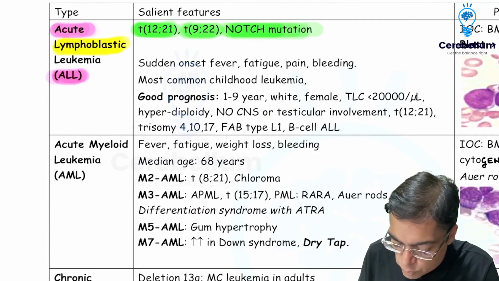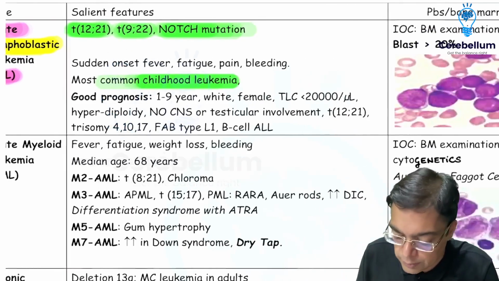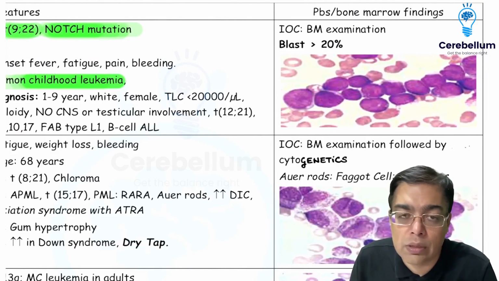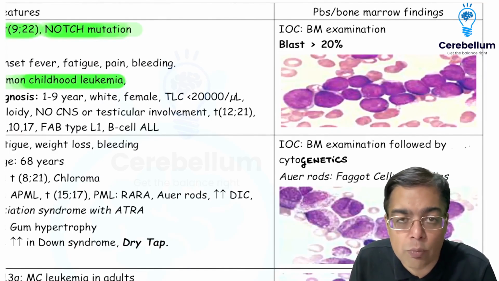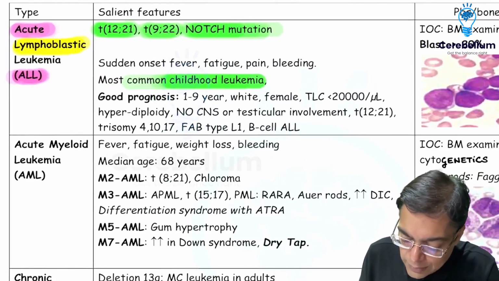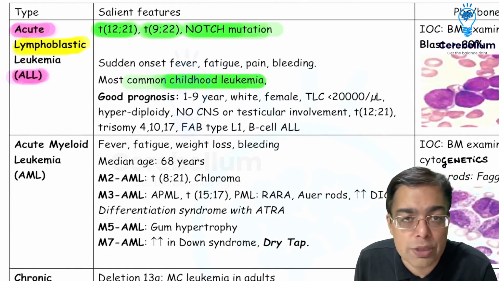simply because this happens to be the most common type of cancer that is seen in children. The investigation is going to depend upon demonstration of the premature cells or lymphoblasts, which usually have to be more than 20%. And whenever we are talking about this kind of cancer, the other high-yield thing to be remembered over here is the concept of good and bad prognostic factors.